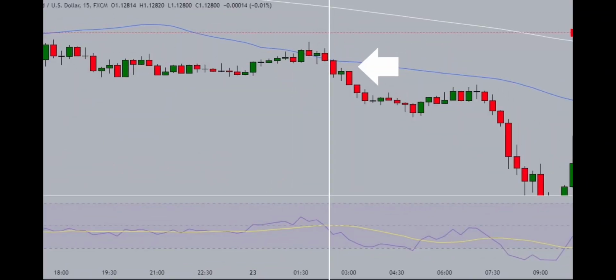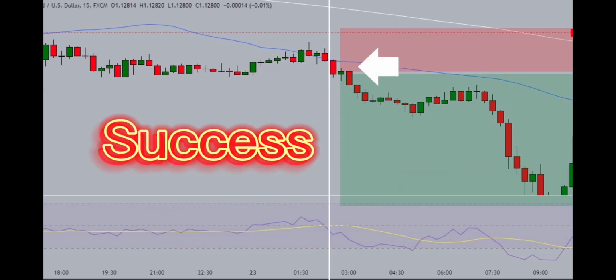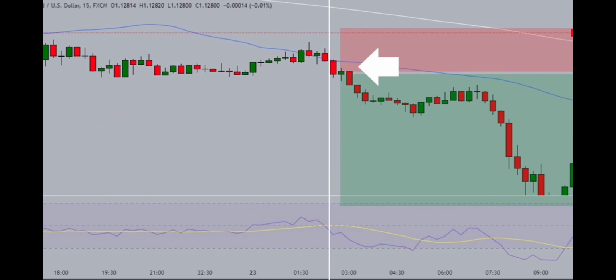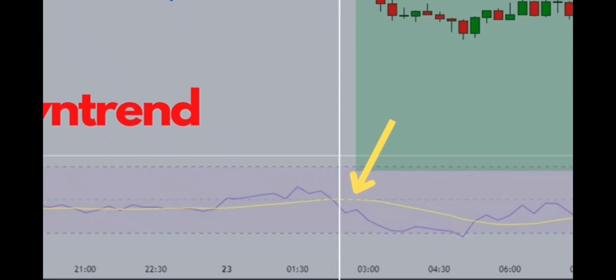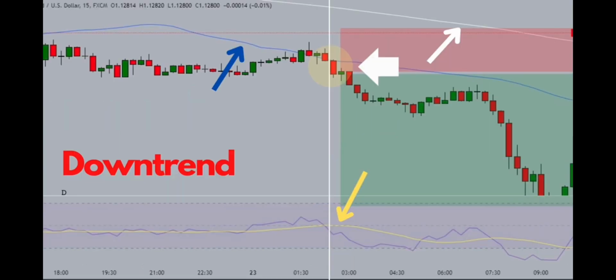Let's look at another example. This trade looks similar to the previous example, right? The key to success in trading is repetition. Find something that works and do it consistently. The trade confirmations here are: the 50 is below the 200, so we're only looking for sells. Price closed below the 50 EMA, and the RSI crossed and is below the yellow midline or baseline. What a beautiful trade. No drawdown whatsoever.